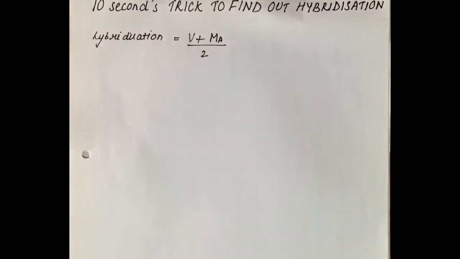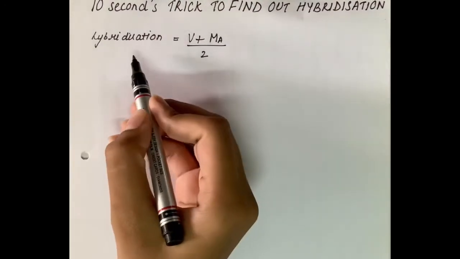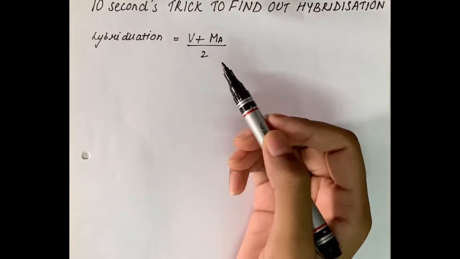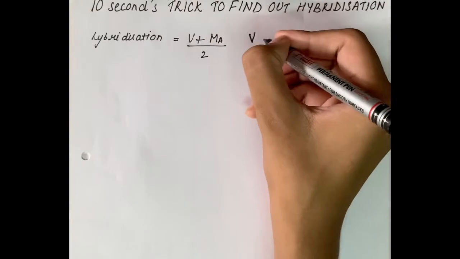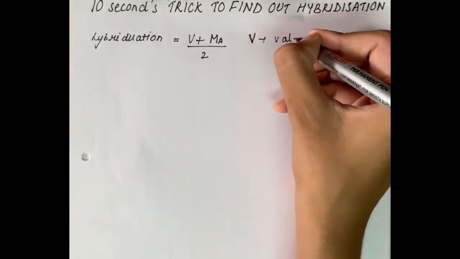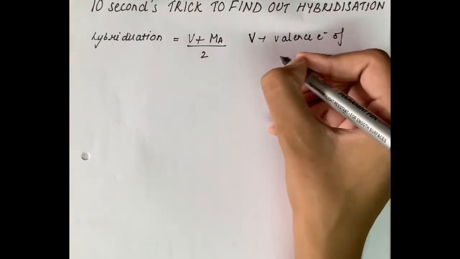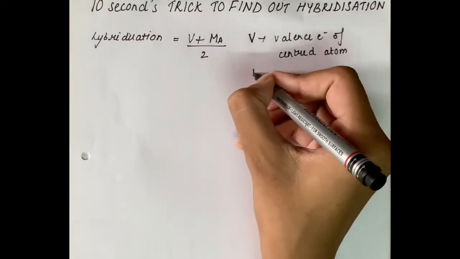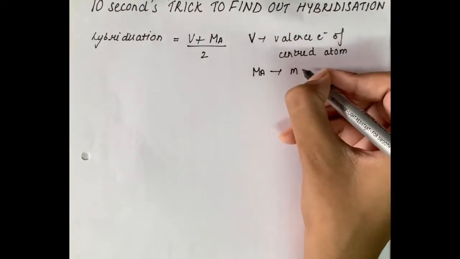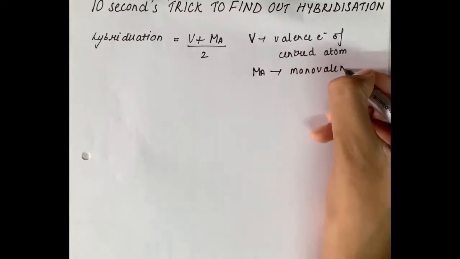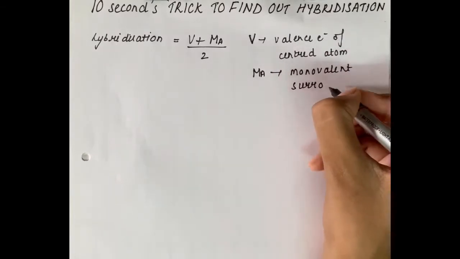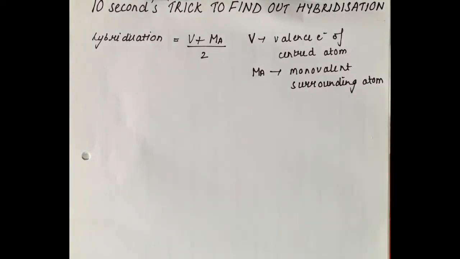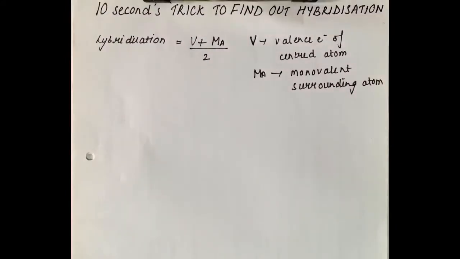The formula for calculating hybridization is V plus Ma upon 2. Here, V represents the valence electrons of the central atom and Ma represents the number of monovalent atoms surrounding the central atom. Since you are well aware of the formula, now let's begin with some questions.